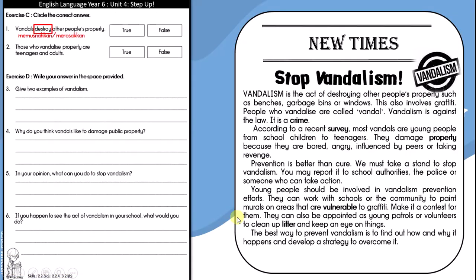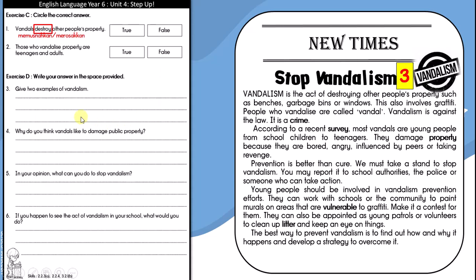Alright, next, the second part of the worksheet. Alright, exercise C, circle the correct answer. Circle the correct answer, either true or false. You read the statements and then you find the answer from the text. The answers are all here. Then decide whether the sentence is right or wrong. If you think it is right, you circle true. If you think the answer is false, then you circle false.